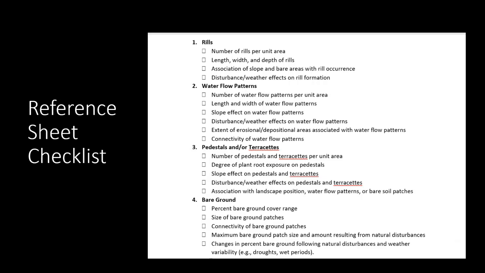Lastly, to assist with capturing the range of variability and creating complete reference sheets, version 5 includes a reference sheet checklist and guide to developing reference sheets in Appendix 1. The checklist can also be used to evaluate the completeness of existing reference sheets before they are used for assessments. More consistency and completeness in the reference sheets will make it easier to consistently rate indicator departures.